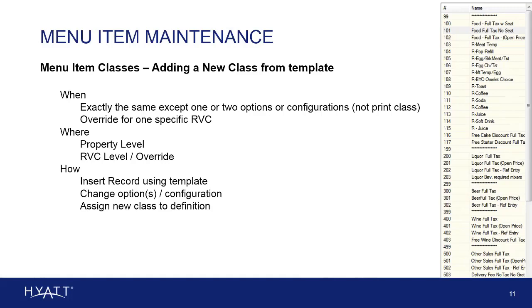Most of the time, we do like to keep it cleaner by keeping all menu item classes at the property level. So you could simply override or create a new menu item using a property level menu item class as a template, and then simply change which menu item class is assigned to the definition, which we'll look at, which is covered actually next in how. There's 3 steps to it, and we're going to look at these one by one.